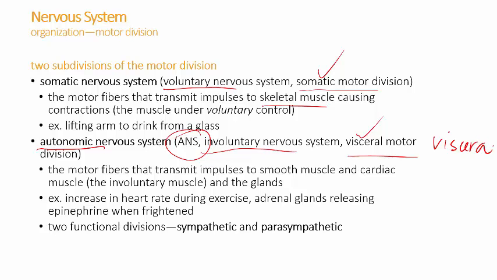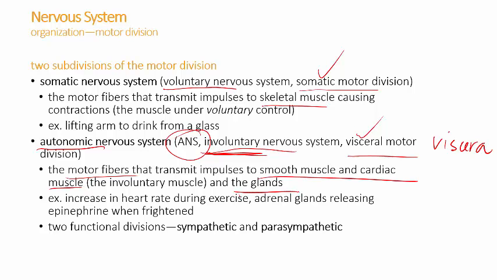So that control is all involuntary control. Remember, that's mostly smooth muscle. If we add the heart to it, then we're talking about cardiac muscle as well. And so smooth muscle and cardiac muscle, that's all going to be involuntary controlled muscle. And then, of course, the glands are involved here as well. So these are the autonomic division of the nervous system. These are the motor fibers that transmit impulses to either smooth or cardiac muscle and to the glands.